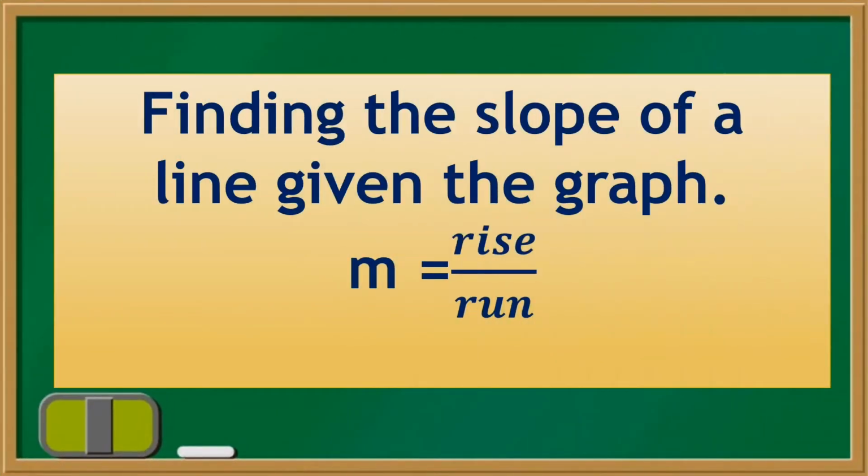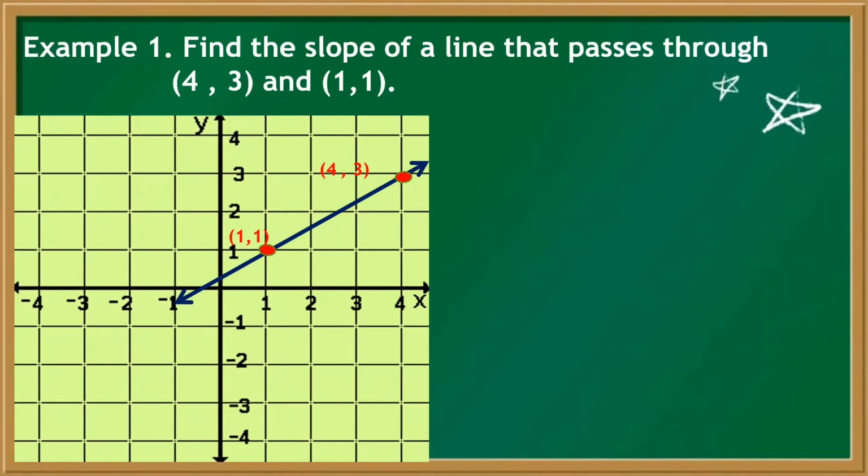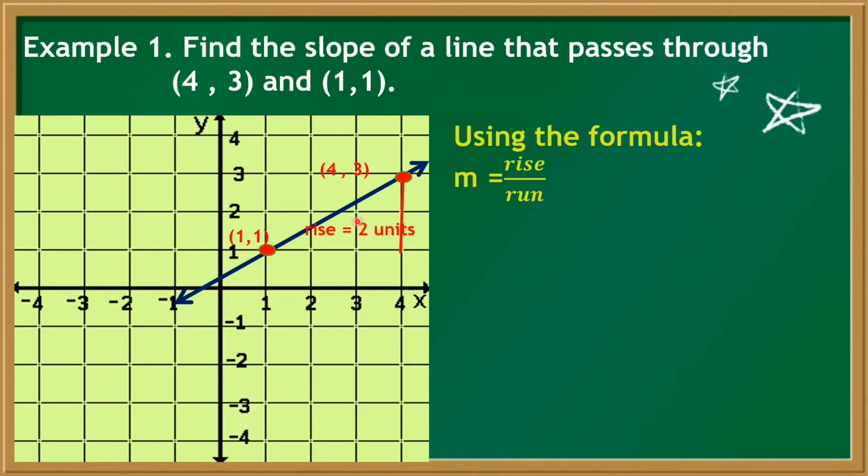Let us start in finding the slope of a line given the graph using the formula M equals rise over run. Example number 1. Find the slope of a line that passes through 4, 3, and 1, 1. From this point, let's move upward. 1, 2, that is the rise, equal to 2 units. Then from this point, let's move to the right. 1, 2, 3, that is the run, 3 units.